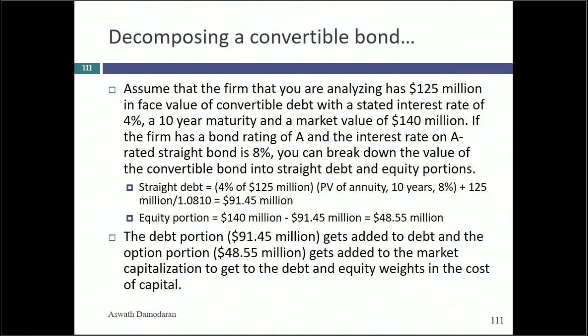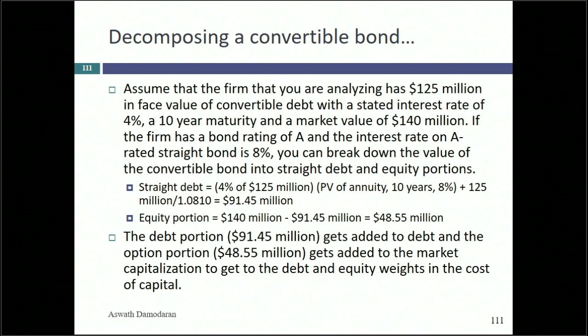So let me start with a convertible bond and see how I would deal with it in a cost of capital calculation. Then we'll talk about what to do about preferred stock. So let's assume you have a company. It has a $125 million convertible bond with a face value of $125 million and a stated interest rate of 4%. So let's stop right there. If this had been a straight bond, $125 million would have been the face value, and every year 4% of $125 million is $10 million. And interest expense would have been $10 million every year for the next 10 years. This bond is trading at $140 million.